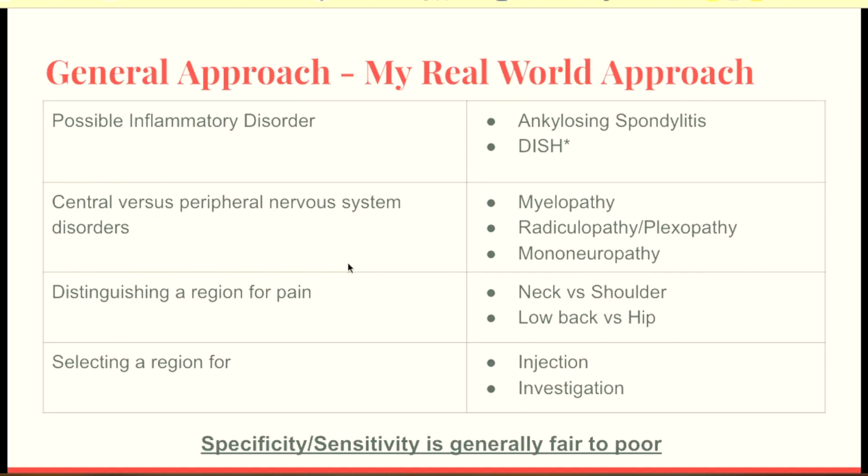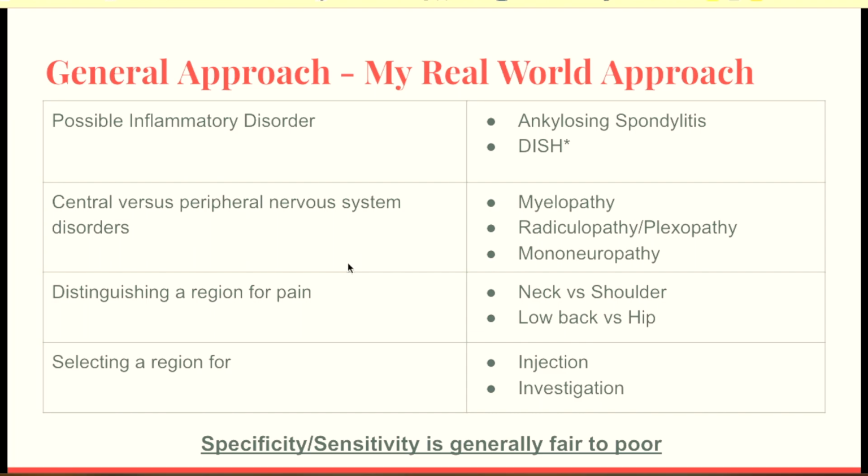So what I do in clinic when someone comes in with neck pain is look for an inflammatory disorder such as ankylosing spondylitis or DISH, which is usually highlighted by loss of range of motion. The next thing I do is look for upper motor neuron signs to see whether or not I can distinguish someone with a neurologic issue having a central nervous system disorder or a peripheral nervous system disorder. And then if it's in the peripheral nervous system, I try to get a sense of where in the peripheral nervous system it is. Is it more proximal at the nerve root or plexus level, or is it more distal, specifically in one nerve root distribution?